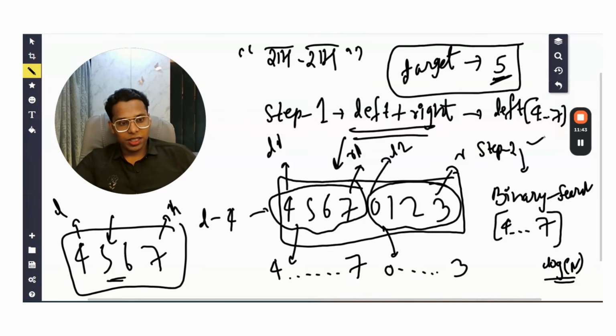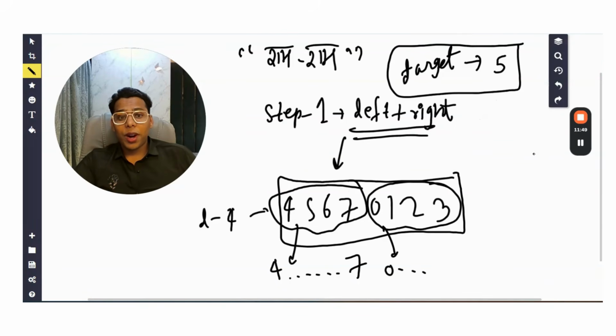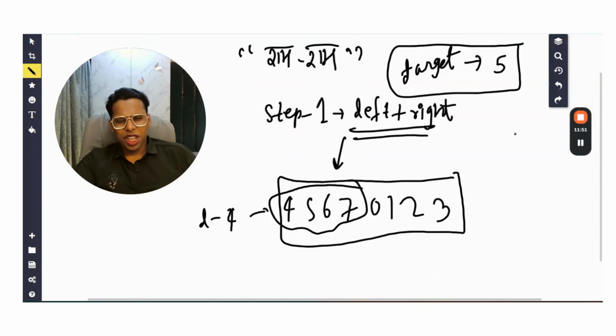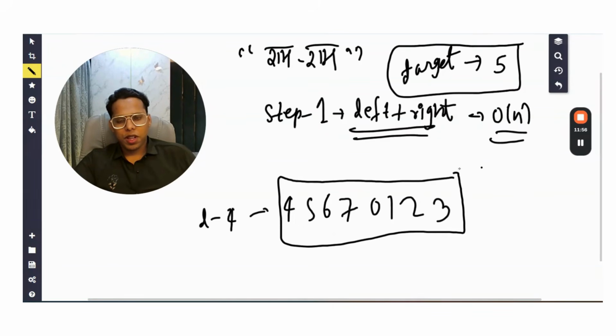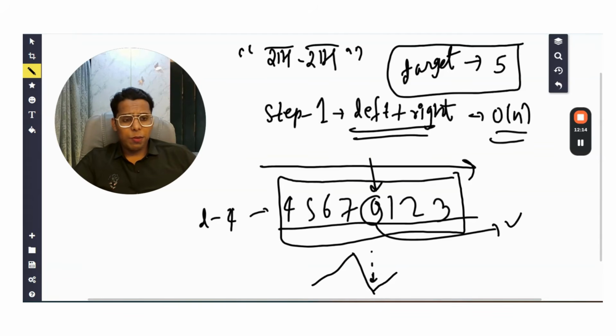Step 2 is clear to us. We will not discuss it again. But how do we figure out which is the left part and right part? You can do it in O of n time, right? That is not a big deal. You can travel the array from left to right. Wherever you see the minimum element of the array, that is the valley point. See, the array looks like this: it goes up, then it goes down, then it goes up. So this valley point is the breaking point.